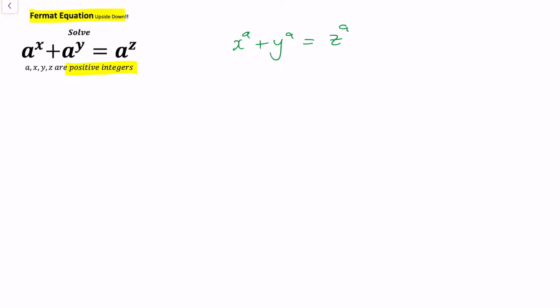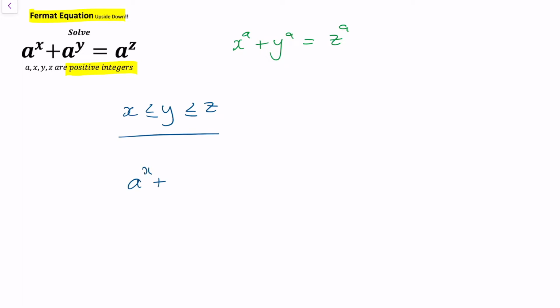So let's start off with exploiting the fact that the real numbers can be ordered. We have positive integers here, so we can order them arbitrarily. Let's say x is less than or equal to y is less than or equal to z, right? So we've ordered them without loss of generality. This is arbitrary, okay?